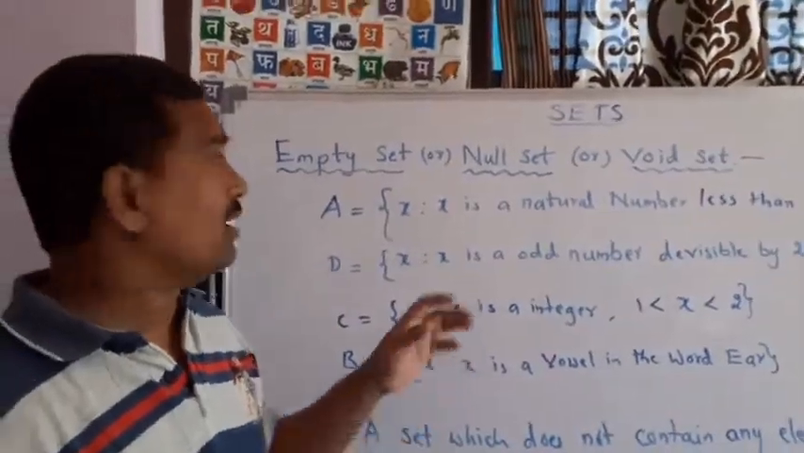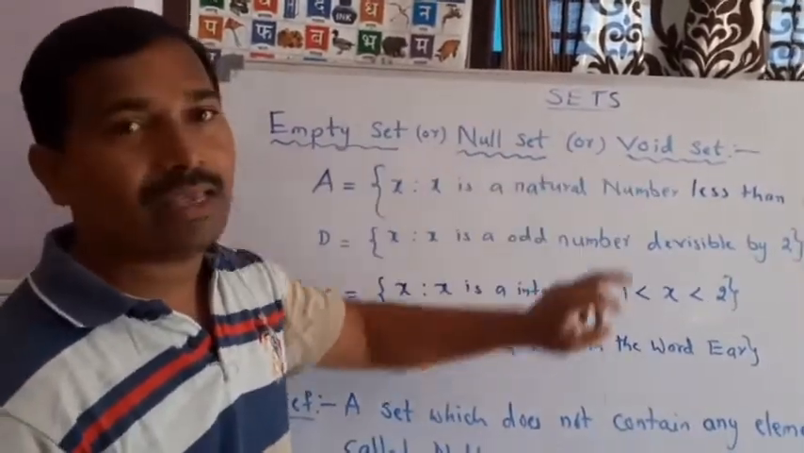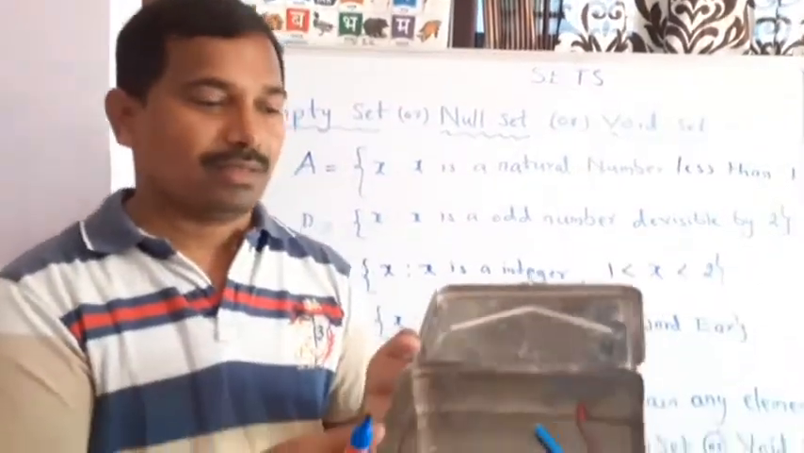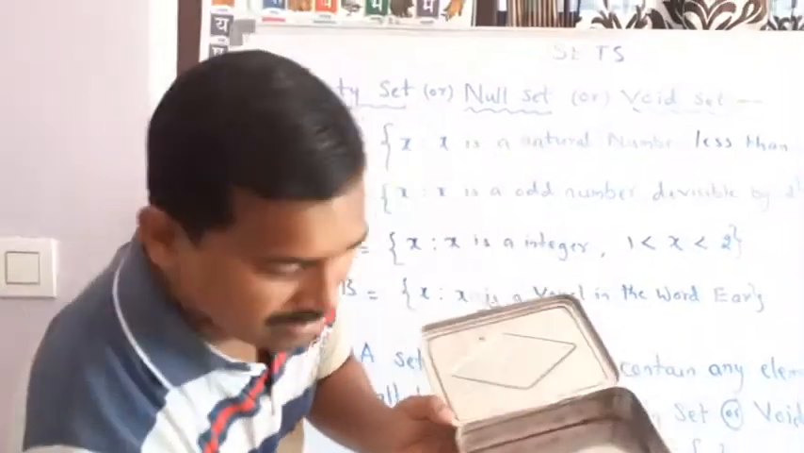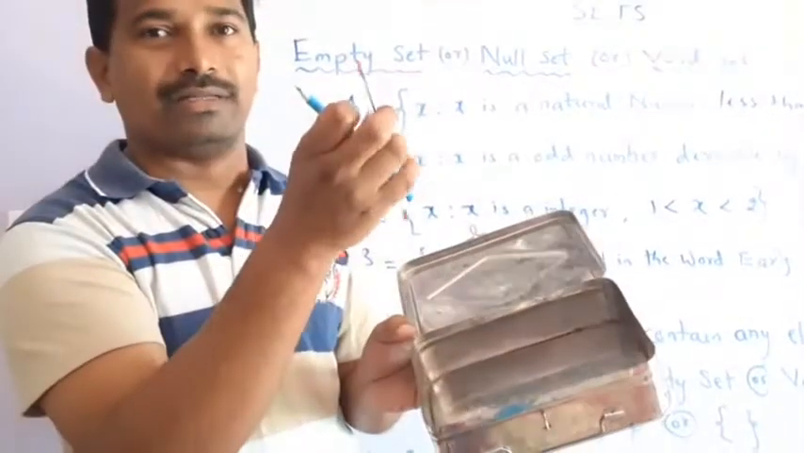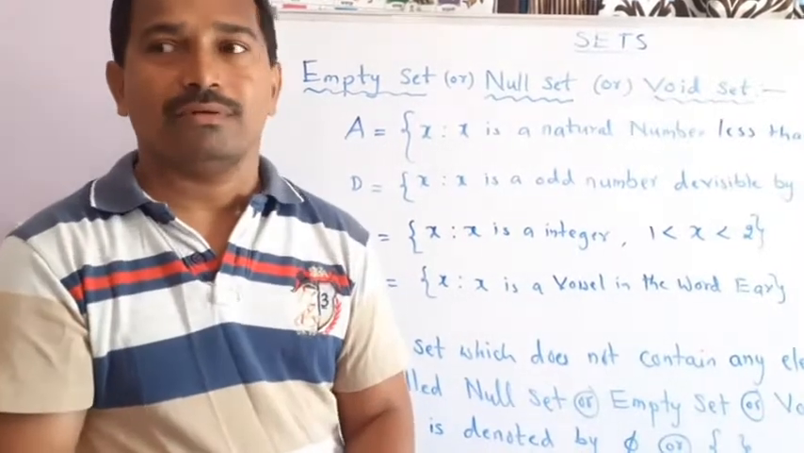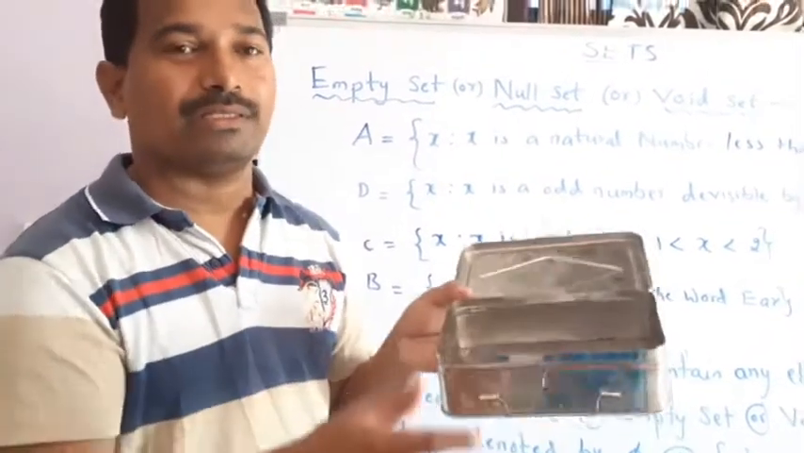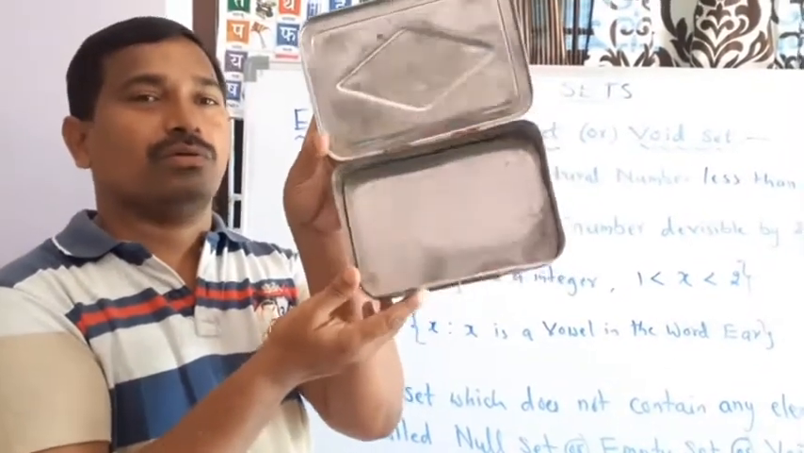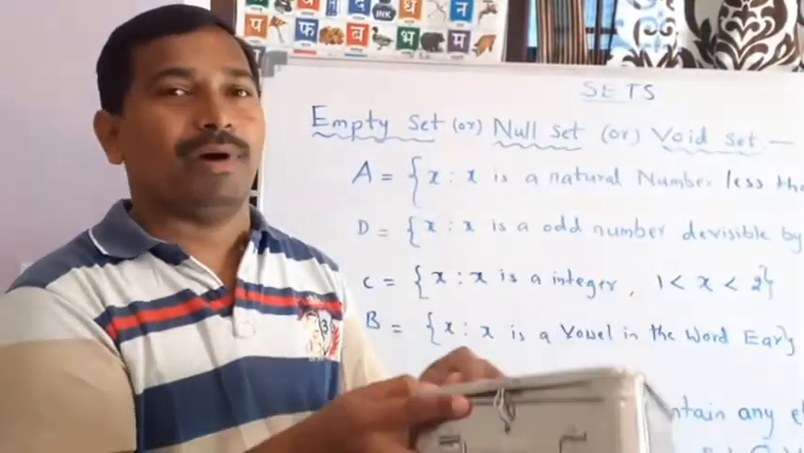In that, first one, empty set, or we can say null set, or we can say void set. For example, let us take this box. How many pens does this box contain? 1, 2, 2 pens. Okay, this box contains 2 pens. For example, I removed these 2 pens. Now how many pens are in this box? There is no pen. So this is the empty box.